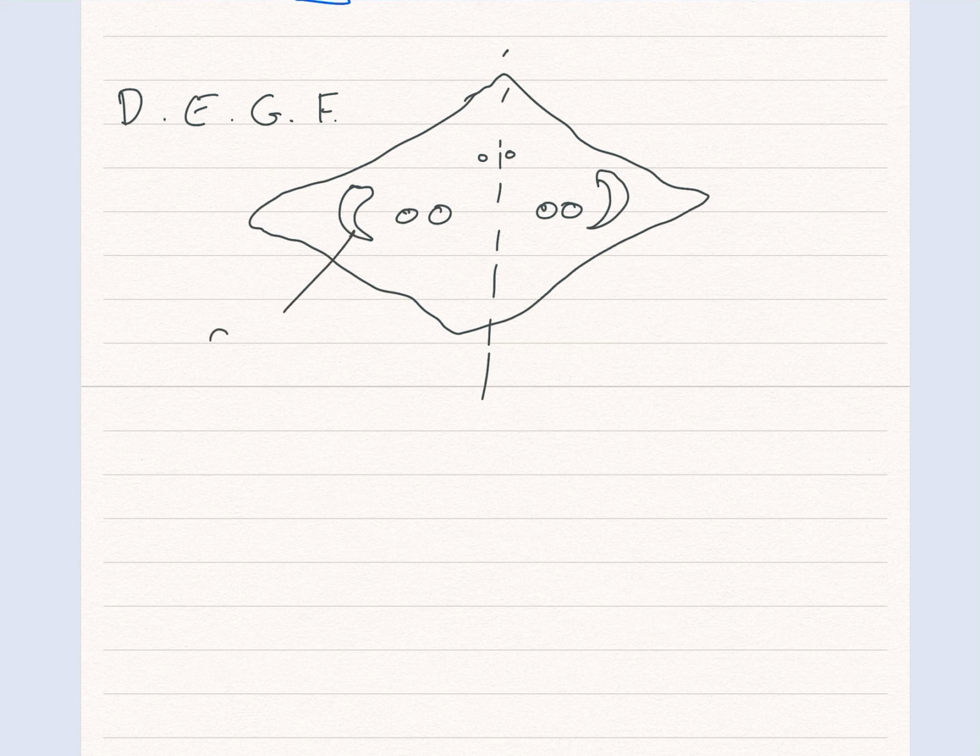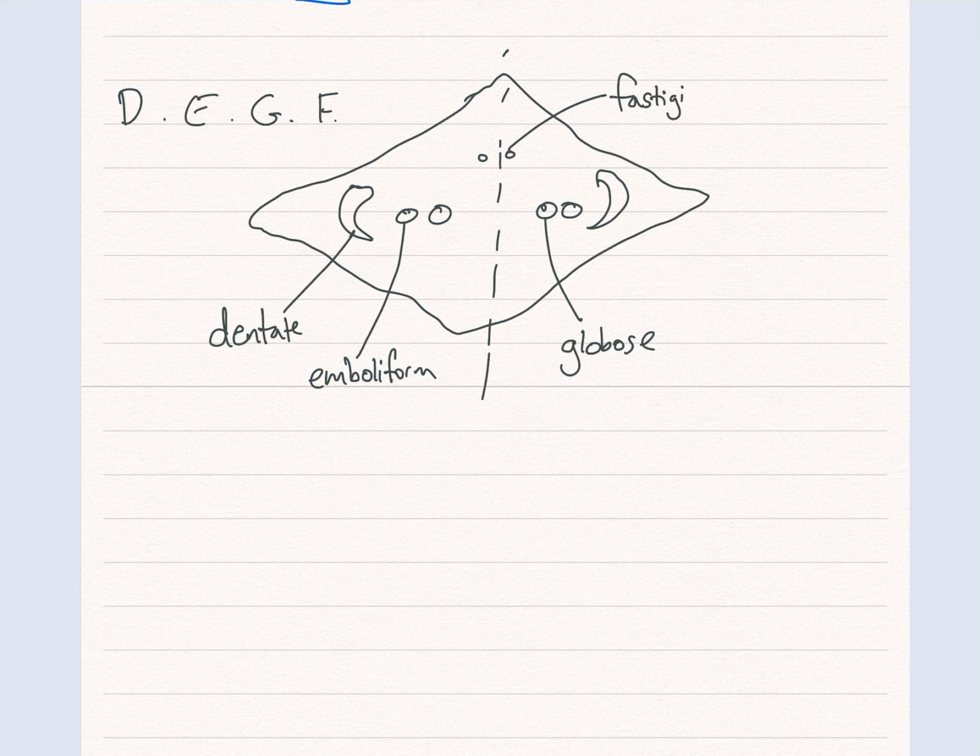Here is dentate. So the dentate nucleus. This one is emboliform. This one here is also symmetrical. This one is globose. And the last one here is vestigial. Okay, so these are the different cerebellar nuclei: dentate, emboliform, globose, and vestigial.